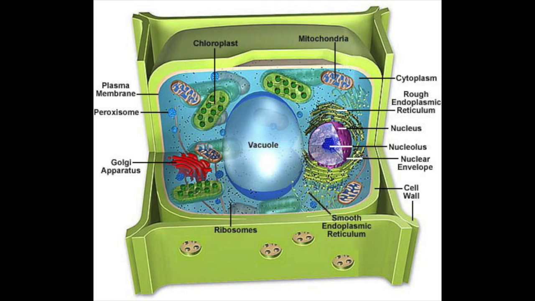Vacuoles are the temporary storage center of the cell. And as you can see, they're a lot larger than in animal cells. Golgi body is a unit where proteins are stored and packed. Ribosomes are structures that assemble proteins, and the endoplasmic reticulum are membrane-covered organelles that transport materials.